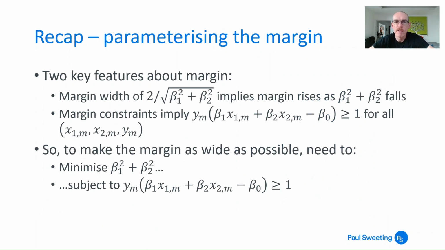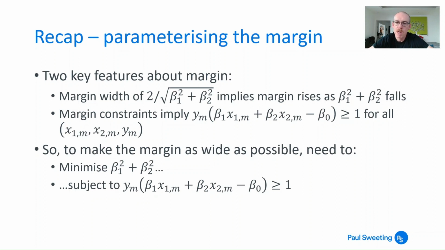So, two key features about this margin. The margin width is 2 over root beta1 squared plus beta2 squared, which implies that the margin rises as beta1 squared plus beta2 squared falls. And you want to have a margin which is as big as possible. Also, the margin constraints imply that ym times beta1 x1m plus beta2 x2m minus beta0 has to be greater than or equal to 1 for all x1m, x2m, ym. And if you remember, that is the set of points for firm m, which describes the measure x1, the measure x2, and ym, whether it's solvent or insolvent.